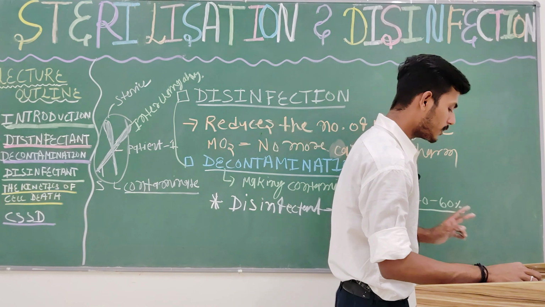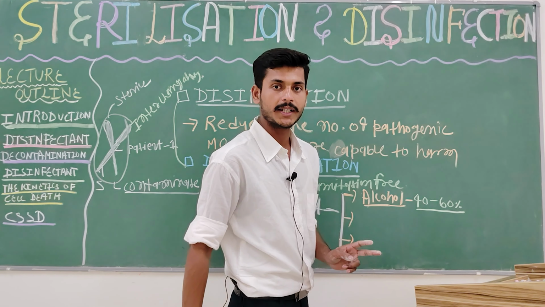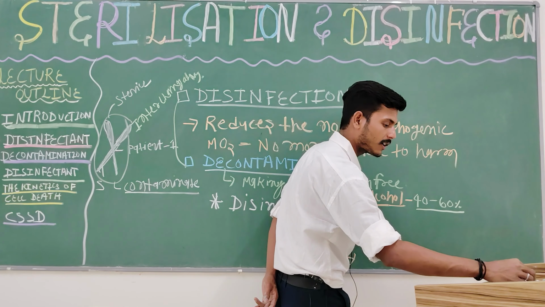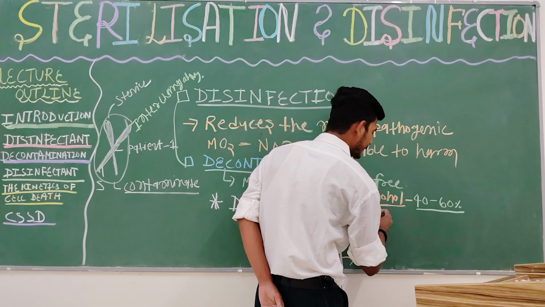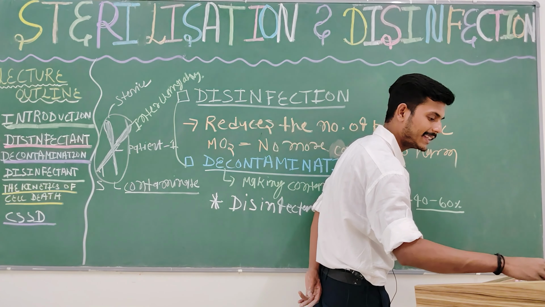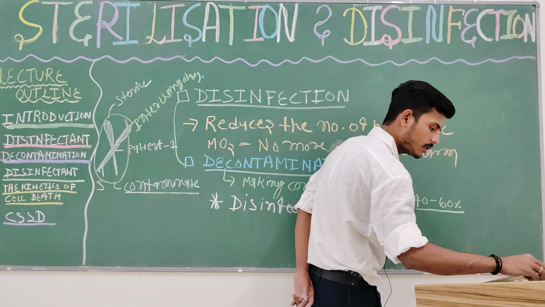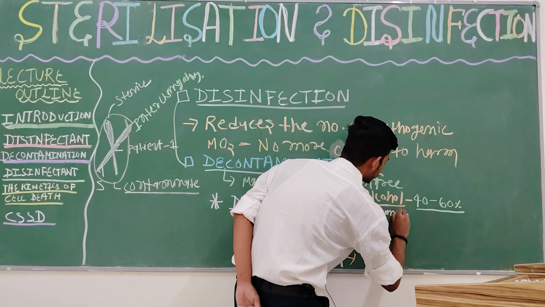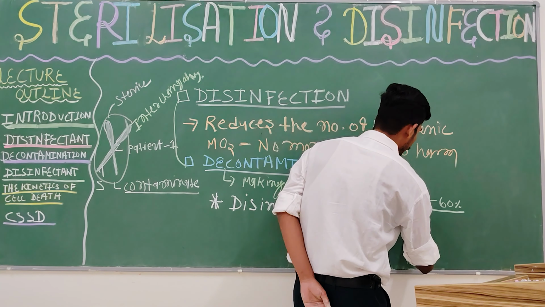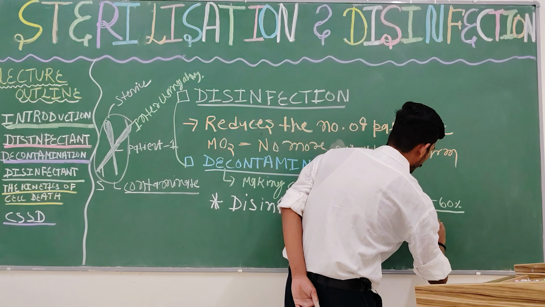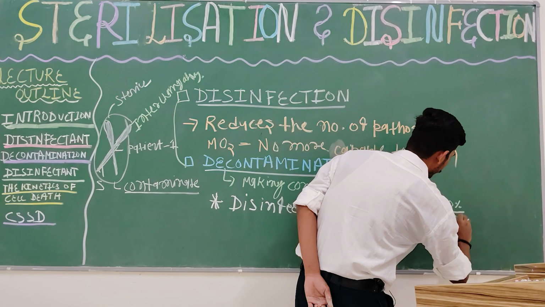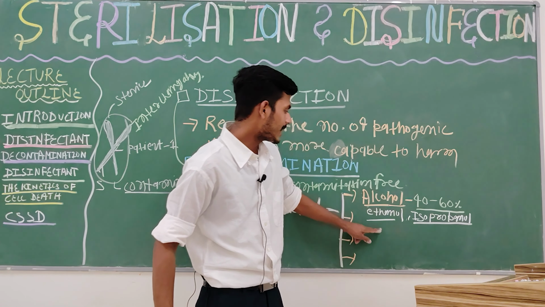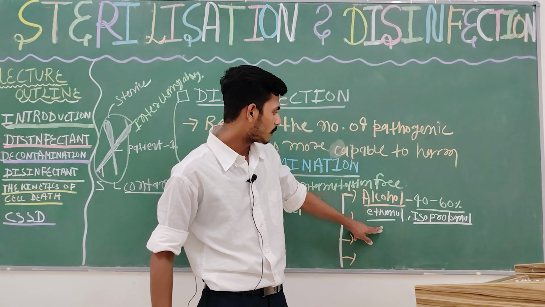Most of the two notable alcohol derivatives are ethanol and propanol. You should write it down. The example of alcohol-based disinfectant is ethanol. One is called ethanol, another one is called isopropanol. These chemicals are alcohol derivatives.